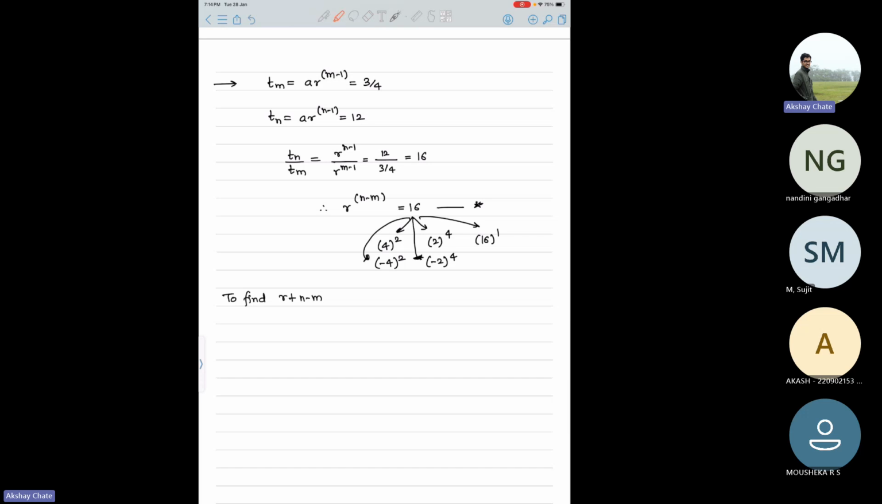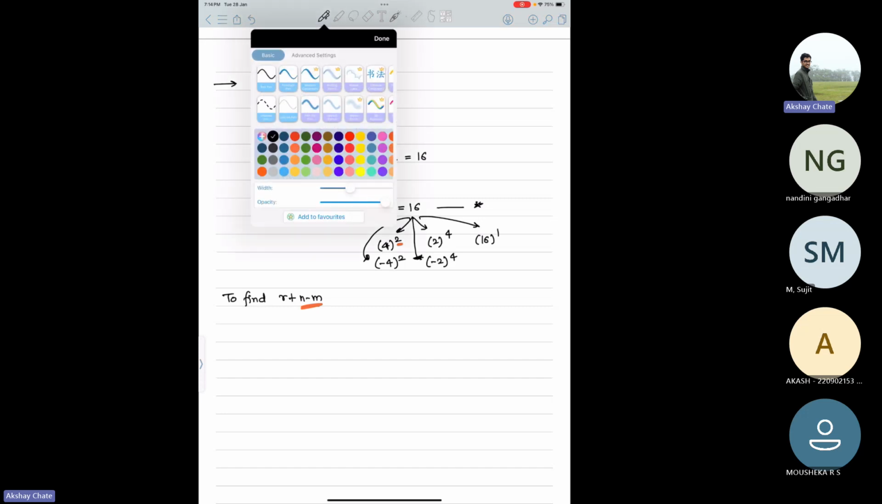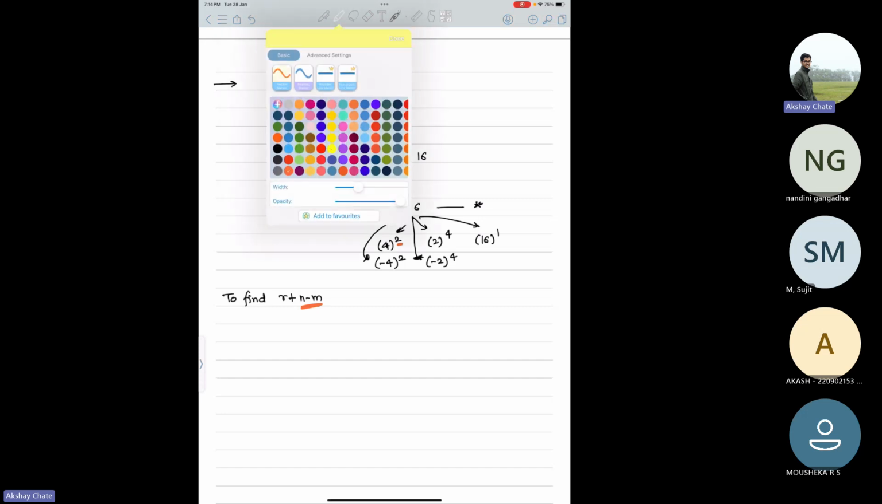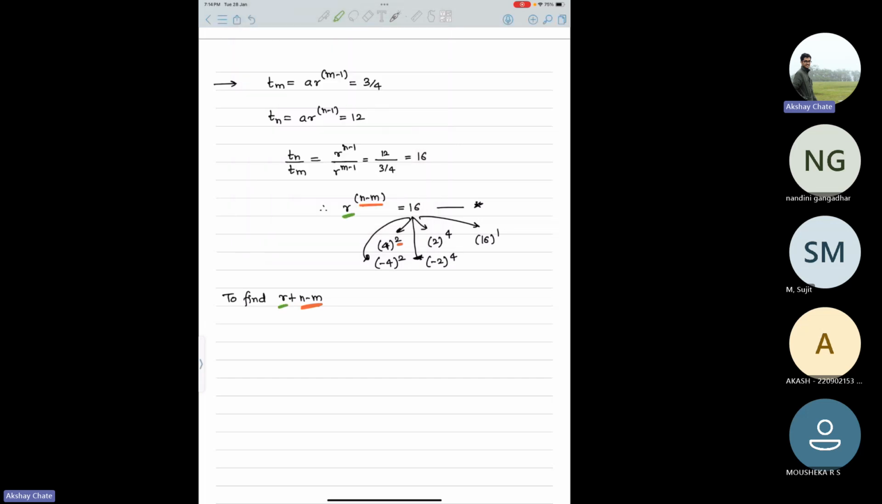If you carefully look, r is the term in the bracket, and n minus m, if you compare the powers, maybe I should use the same color for these two, so that you'll not get confused. Maybe green, let's say. So r is nothing but the term inside the bracket, and n minus m is nothing but the power of a possible number, right?